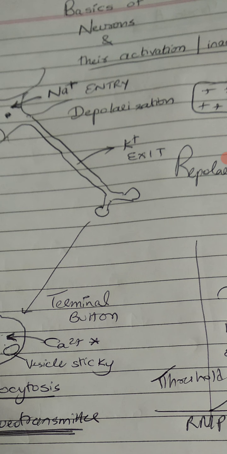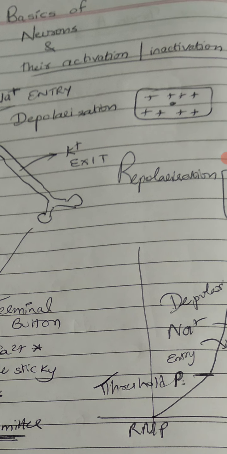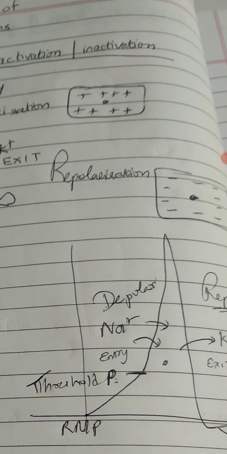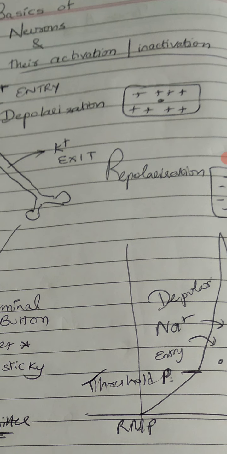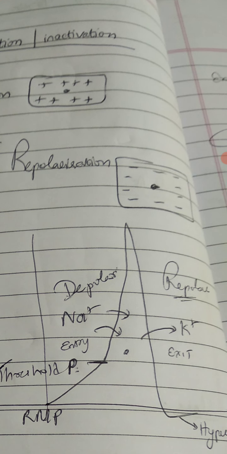Subsequently there will be efflux, or exit, of potassium ion from the neuron that results in repolarization. Because there is a loss of positive ion, the inside of the cell becomes more negative when compared to outside, and this is called repolarization.